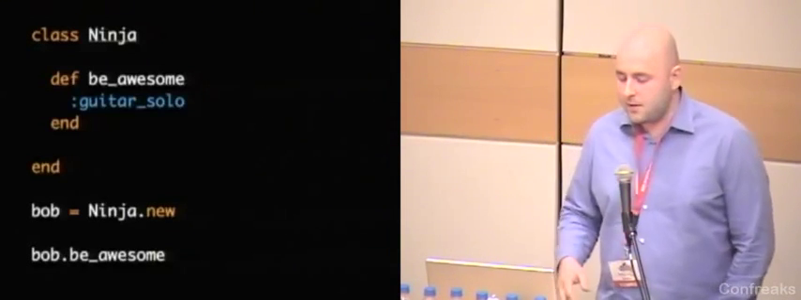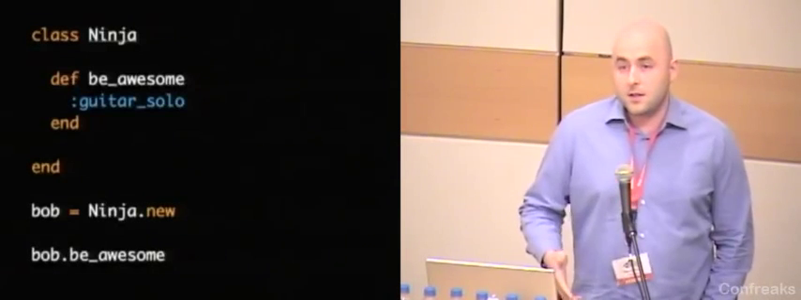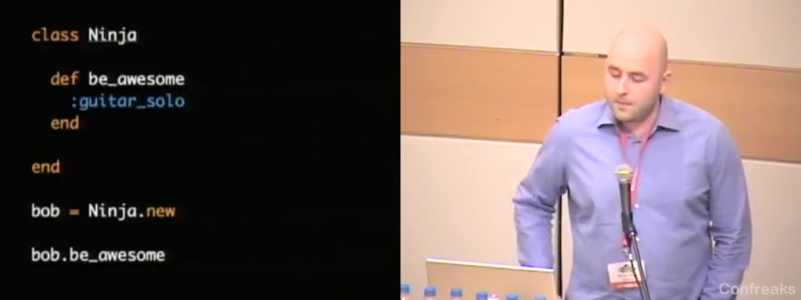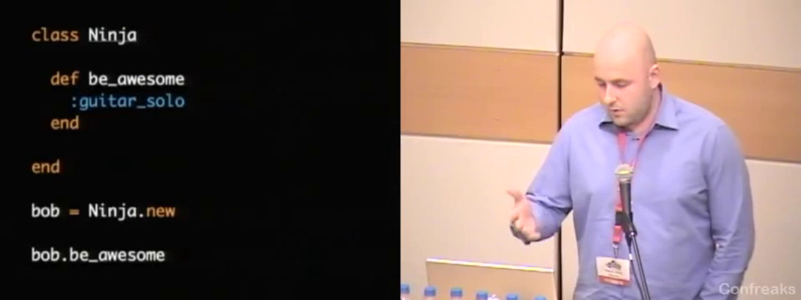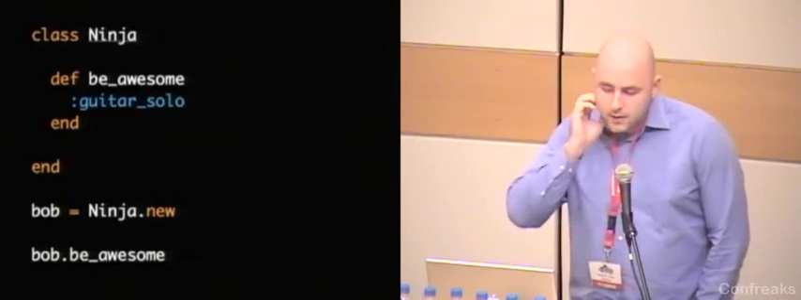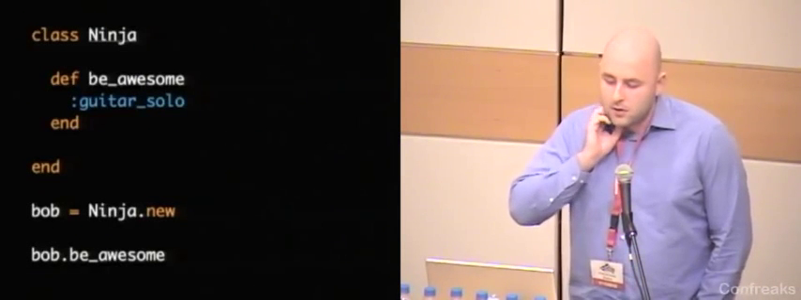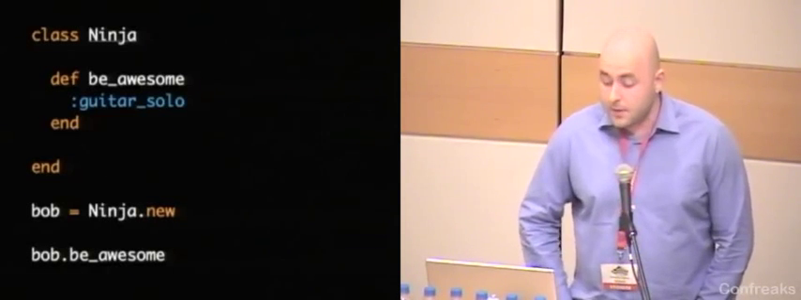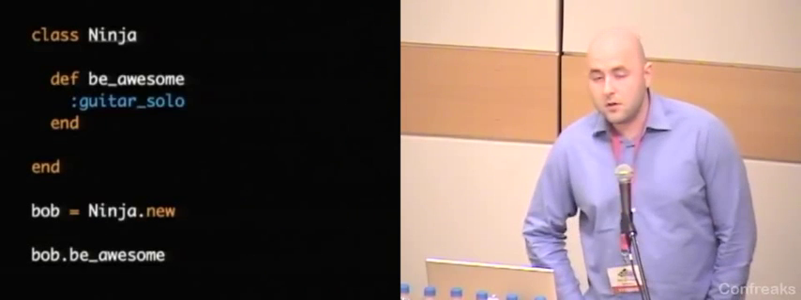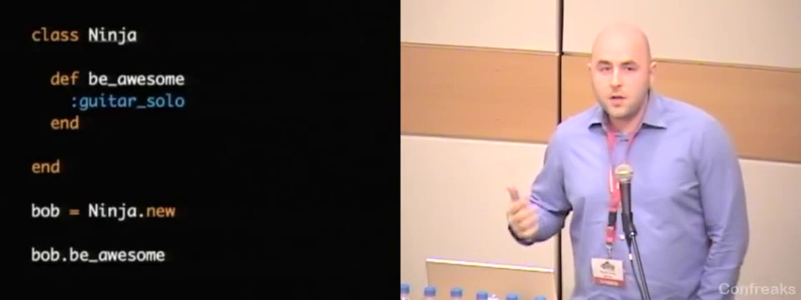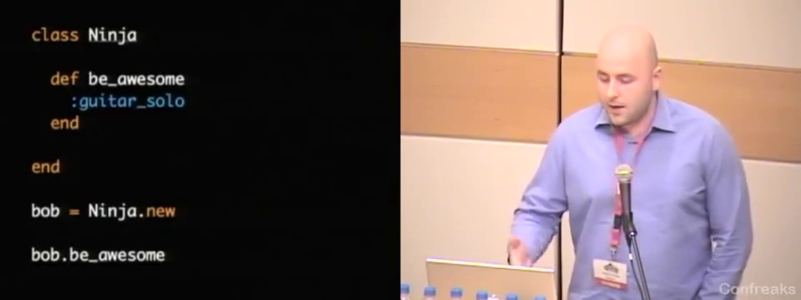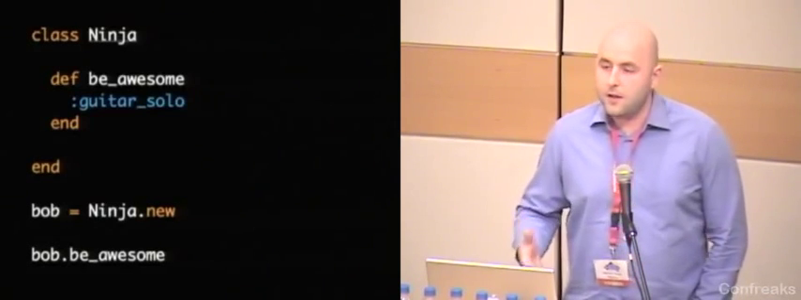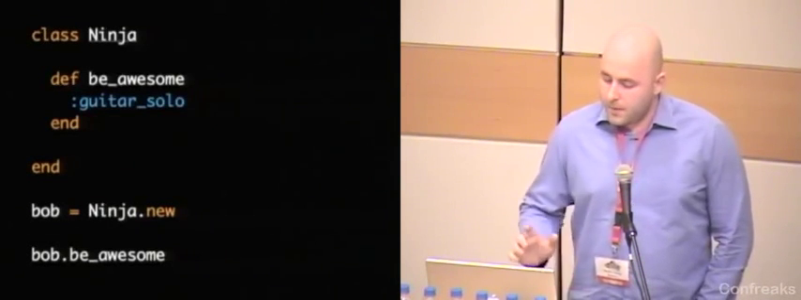Okay, so let's talk about method dispatch. I've got a Ninja class here, and it's got a be_awesome method on it, which returns the symbol guitar solo. I know it's a little silly, right? Why would guitar solo be a symbol? But I created this Bob instance of Ninja, and then I call be_awesome. So the question is, how does the be_awesome message end up getting attached to the method information found in be_awesome?